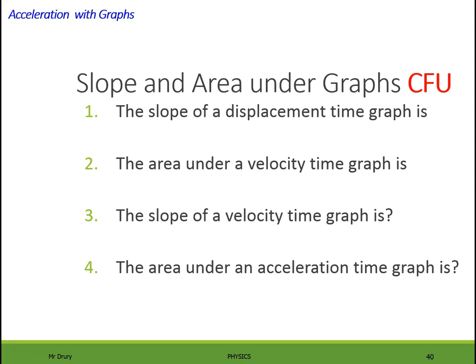And we're back. So the slope of a displacement time graph is velocity, because you would be taking displacement over time, which is rise over run. You would end up with velocity. If you took the area underneath the velocity time graph, you would get displacement, because velocity times time would be displacement. And the slope of a velocity time graph is acceleration, because it would be rise over run, or velocity over time, acceleration. The area underneath an acceleration time graph is velocity.